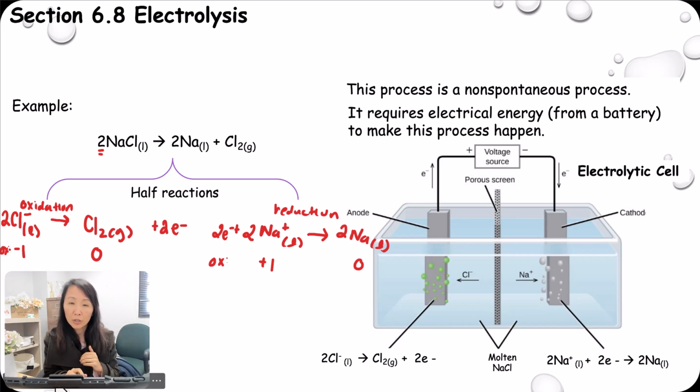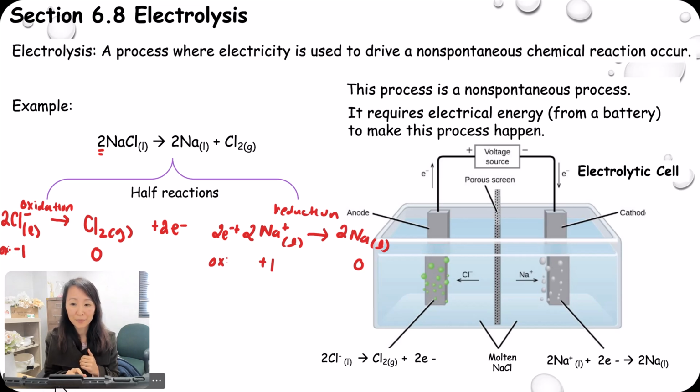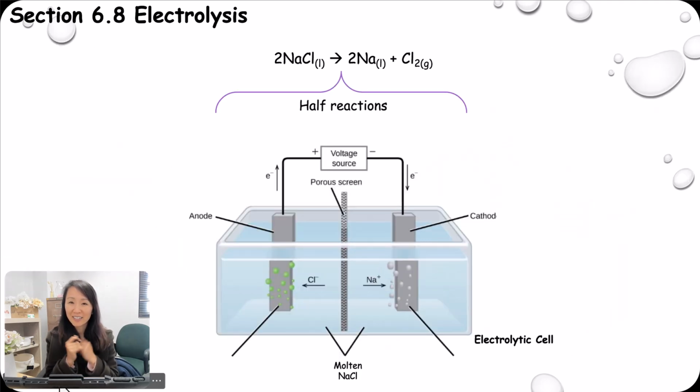Let's look a little more closely at this electrolytic cell. Before I move on, I need to give you the definition of electrolysis, which is a process where electricity is used to drive a non-spontaneous chemical reaction to occur. So although this cell is called the electrolytic cell, the process is called electrolysis, meaning that you're utilizing electricity to drive the non-spontaneous reaction to occur.